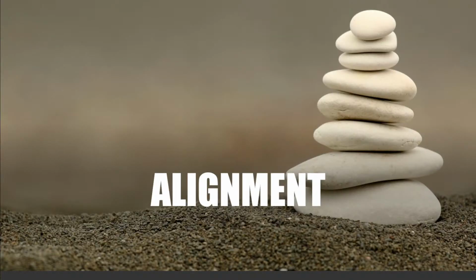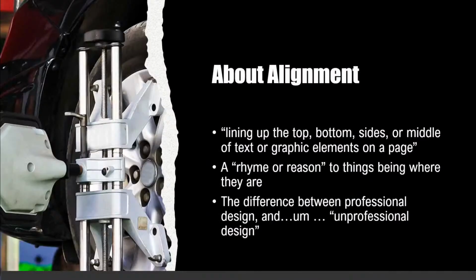Alignment. Things that go together are in a line. Right, so when we're looking at alignment, we're lining up top and bottom, sides, or middle of text or graphics to elements on a page. It gives a rhyme or reason to things being where they are, right?